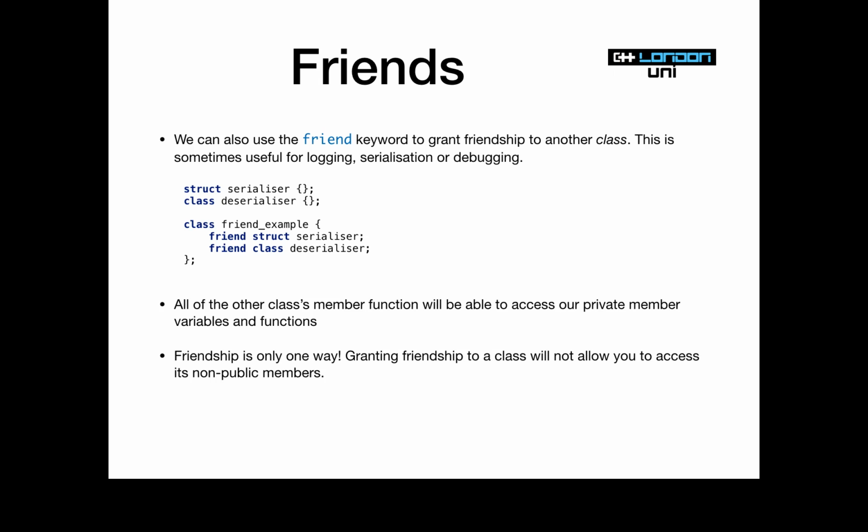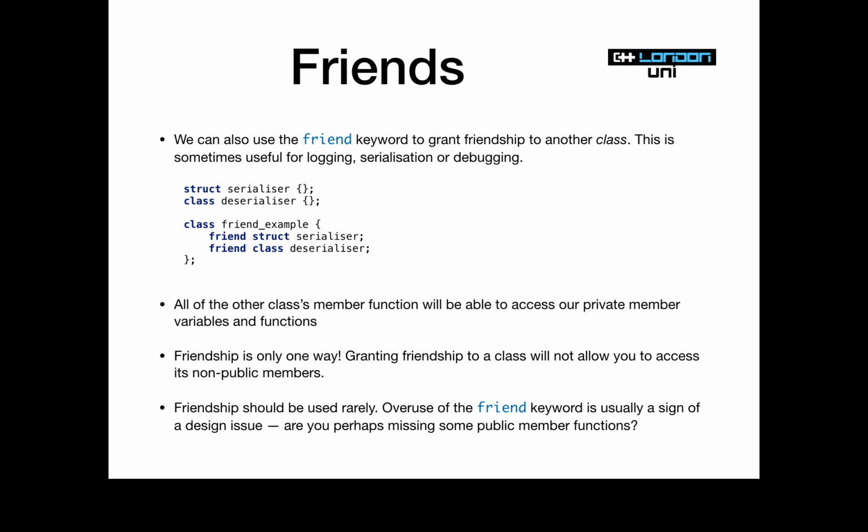Daft question. The friend keyword is only valid within a class declaration? Correct. Is it even valid inside a struct? Yeah, absolutely. Anything you can do inside a class, you can do inside a struct. It doesn't make any sense inside a struct, right? Well, it does if the struct has private members. There's nothing to stop a struct having private members. That's true. Right, very good.